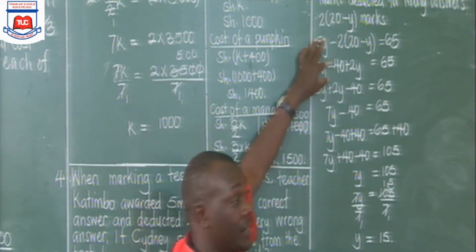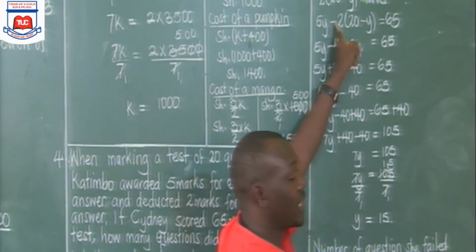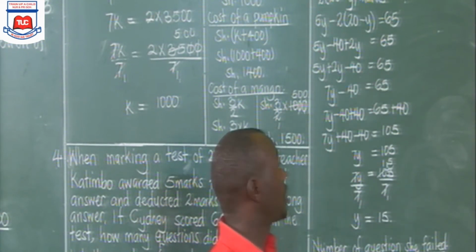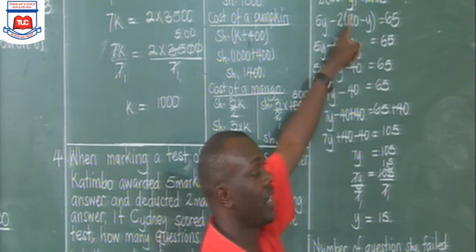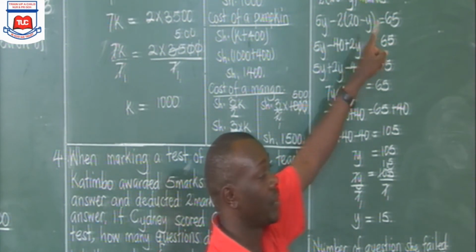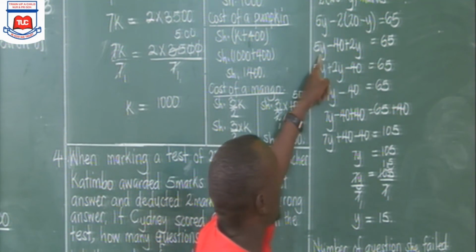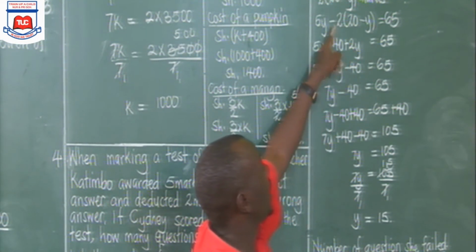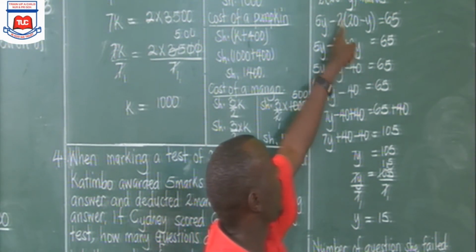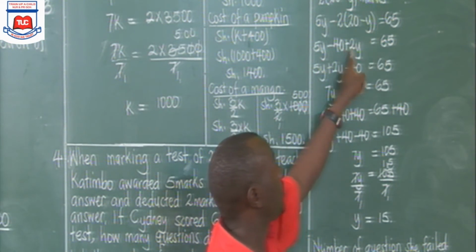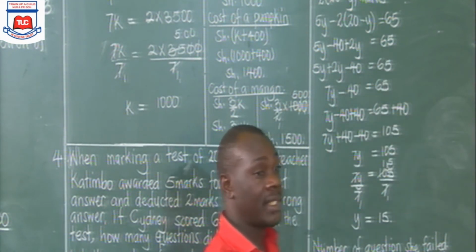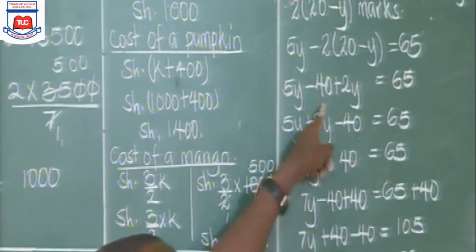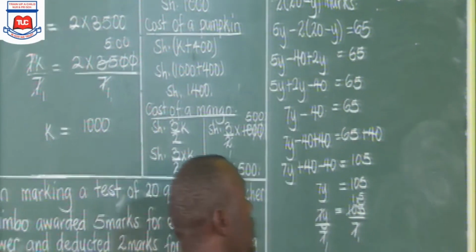Then we open the brackets through multiplying. Here the bracket is opened with a negative. Remember, wherever we open brackets using a negative, all signs must change. The positive 20 changes to a negative, and the negative y changes to a positive. So we have 5y, then negative 2 times 20 is negative 40, and negative 2 times negative y is positive 2y, which equals 65. When the brackets go, we have 5y minus 40 plus 2y equals 65.